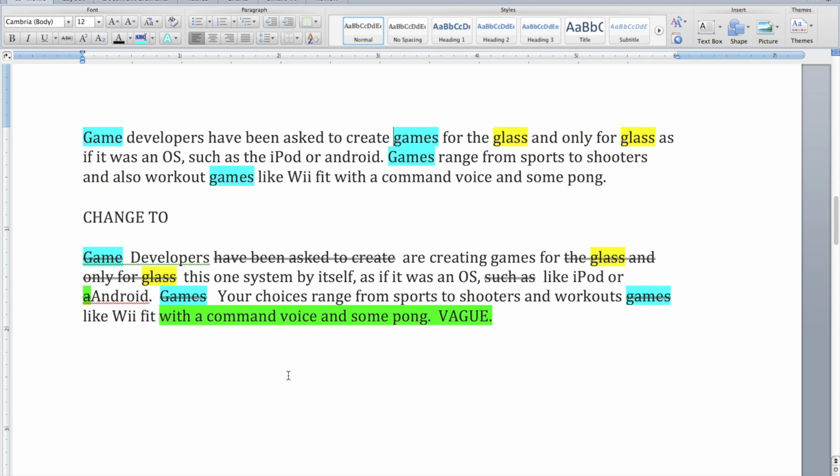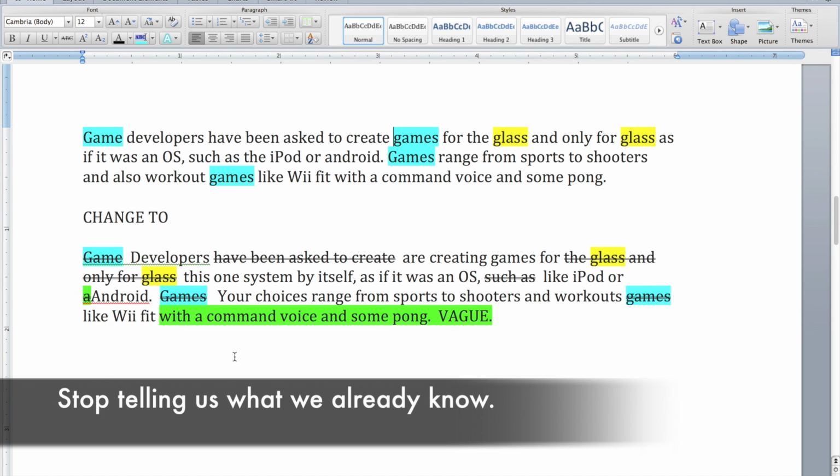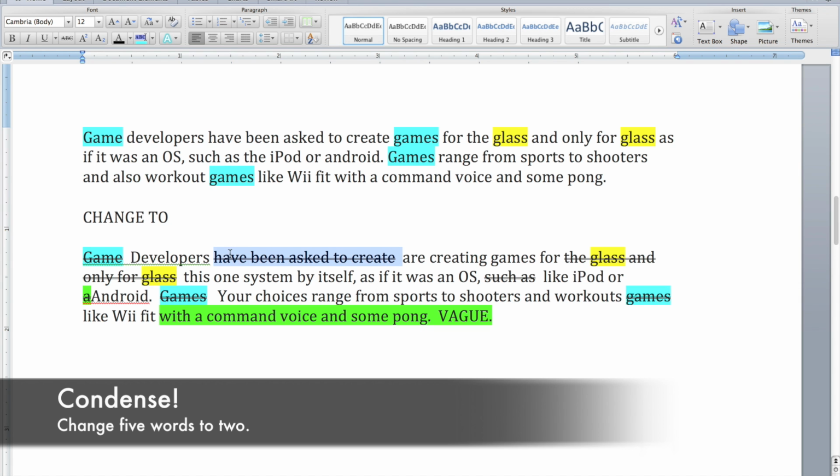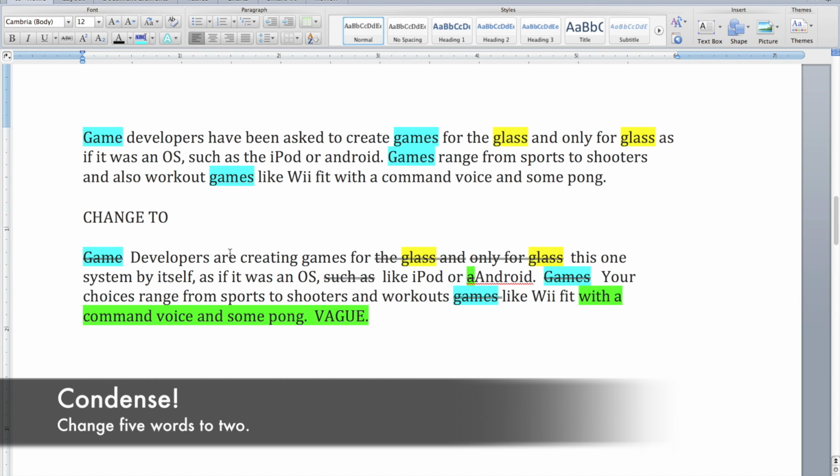Here's my edit. Maybe weird to read. I've shown you how I've crossed a lot of the stuff out. You've said the word game probably 3 or 4 times now. You don't need to tell us they're game developers. We know your topic. So get rid of the word game. You don't need it. Developers, now check out this next bit, have been asked to create is 5 words. So I changed it to developers are creating. So I've taken these 5 words and I've replaced them with 2.